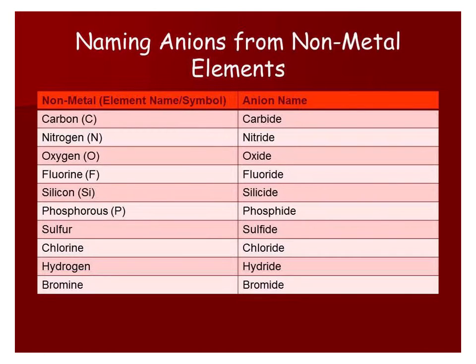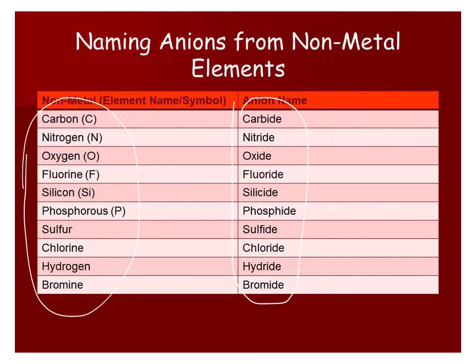So carbon, for example. Carbon, we drop the ON in carbon to make carbide. In nitrogen, we drop the OGEN to make nitride. Oxygen, we drop YGEN to make oxide, etc., etc. So when we're done, we have the element itself is named here, but the counterpart for the ion name is named here. So carbide, nitride, oxide, fluoride, etc., right?